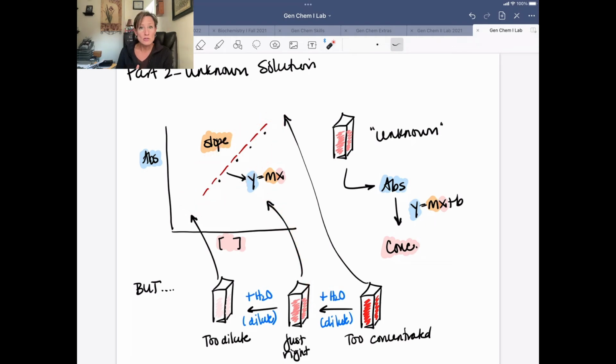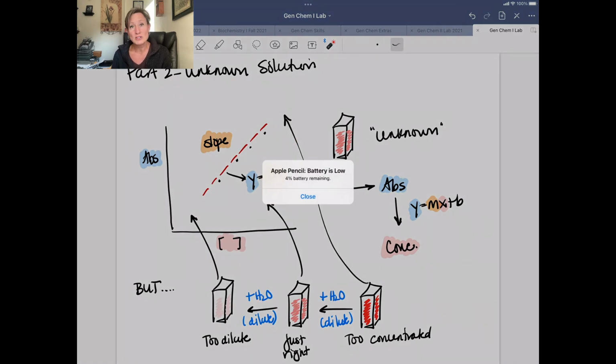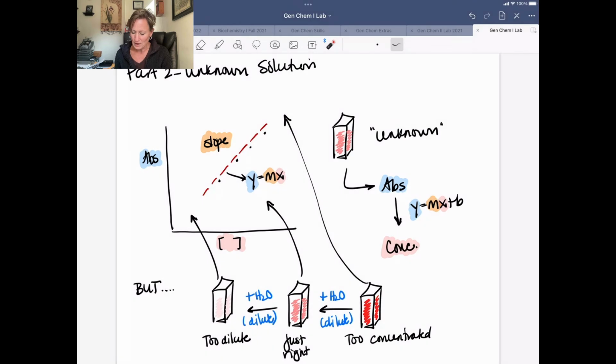So if your solution is too red to start, don't worry. Just dilute a little bit. We'll walk through exactly how you're going to do that dilution, but you want to get it so that you get to a redness that is just right, and it's going to fall within the range of where you determined your standard curve.